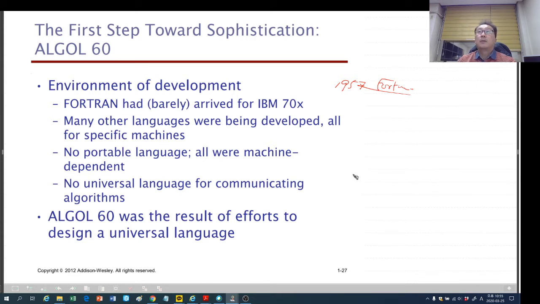네, 그래서 1957년 포트란 언어가 생기고 나서 이제 많은 대학이든지 회사에서 프로그램 언어, 특별히 이제 유니버셜하게 범용적으로 쓸 수 있는 그런 언어의 개발에 대해서 많은 관심을 가지게 되었습니다. 그렇게 해서 탄생한 게 알골 60이란 언어가 되겠습니다.